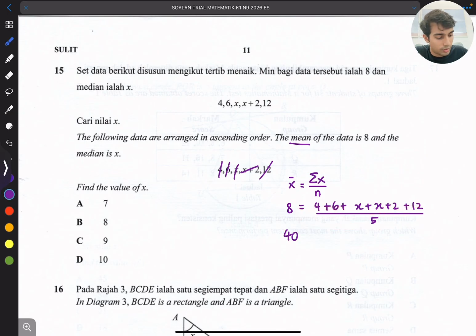So 8 times 5 is 40. 4 plus 6, 10. 10 plus 12 is 22... 12 plus 12, 24. x plus x, 2x. Right, now we can make x the subject. So x will be 40 minus 24, divided by 2.